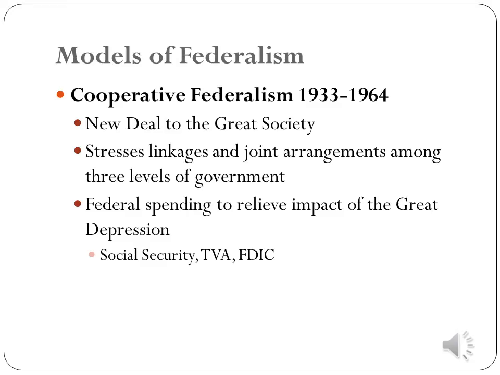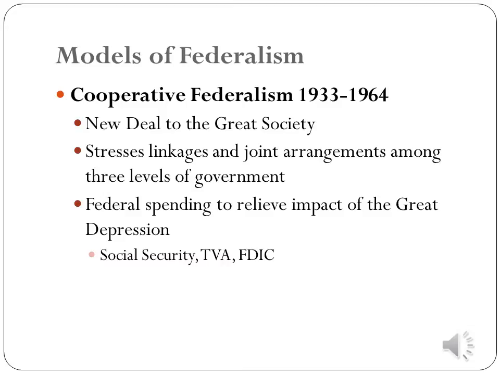The second model we're going to look at is cooperative federalism, which runs basically from the New Deal and FDR into Lyndon Johnson and the Great Society. It looks at the linkages and joint arrangements amongst the three levels of government, which are basically the federal, the state, and the local. In a way, it was to take the catastrophic effects of the Great Depression and adjust them. It moves toward the federal government taking more of a burden on, as opposed to the states and private charities. And what we get out of this is the Social Security Act, the Tennessee Valley Authority, the Federal Deposit Insurance Corporation, the Securities and Exchange Commission, a much greater role of the federal government.